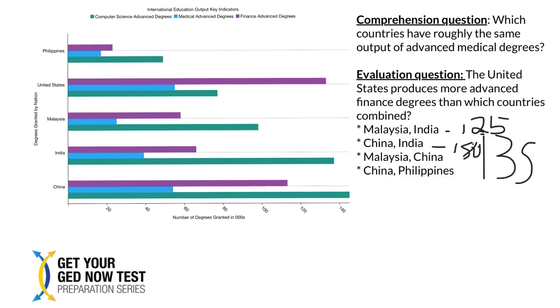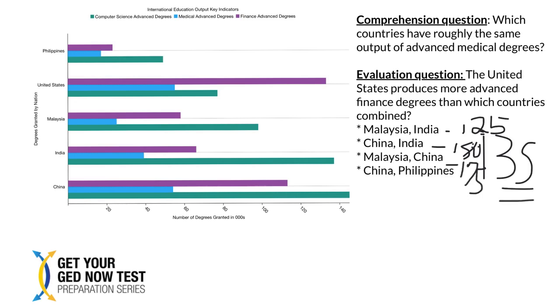Excuse my pen writing. And then we have Malaysia and China. So then we're going to come over here and look at China again. Again, we said that's about 115. Then Malaysia's here at 160. So that's about 175. So again, that's clearly over the 135 that we've set.